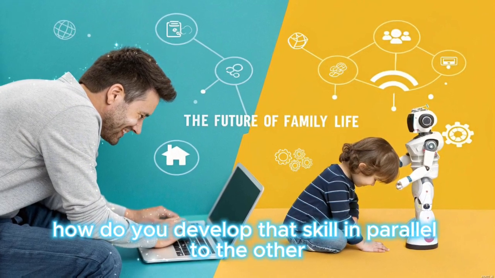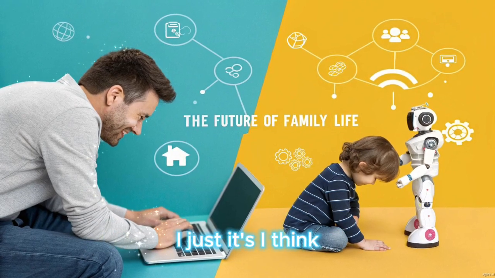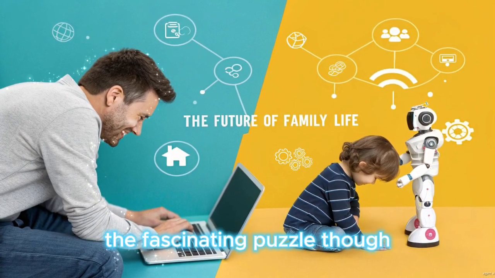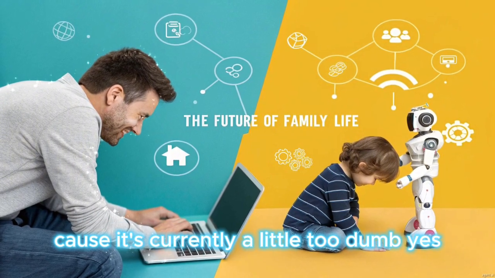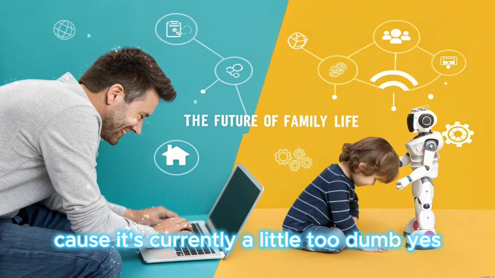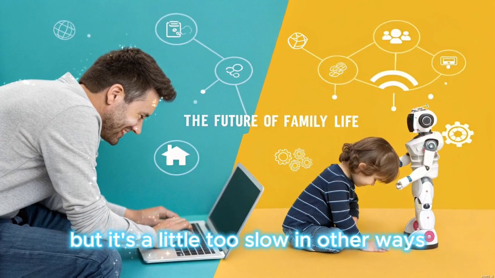Like how do you develop that skill in parallel to the other skill? I don't know. I think it's a fascinating puzzle though. I know too many really strong programmers that just kind of avoid AI because it's currently a little too dumb. Yes, it's a little too slow is actually my main problem. It's a little too dumb in some ways, but it's a little too slow in other ways.